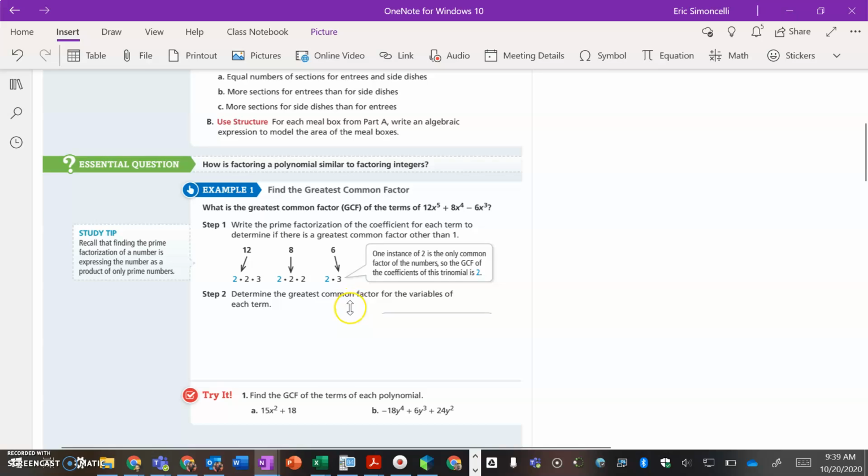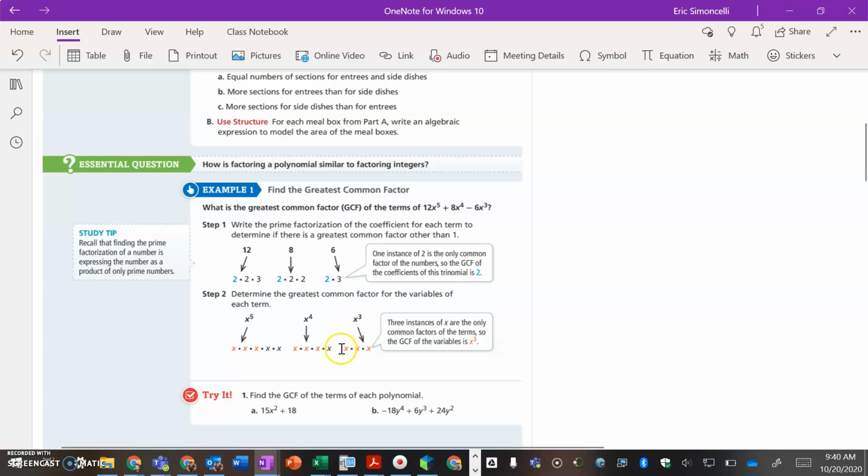Step 2. Determine the greatest common factor for the variables of each term. So now, not only are we going to count the coefficient GCF constant of 2, we're going to count the variables. So let's take a look. X to the fifth, x to the fourth, and x to the third. The three instances of x are the only common factors of the terms, so the GCF of the variables is x cubed. And as you can see, similar to the breakdown of the prime factors for 12, 8, and 6, x to the fifth is x times itself 5 times, x to the fourth 4 times, and x to the third 3 times.